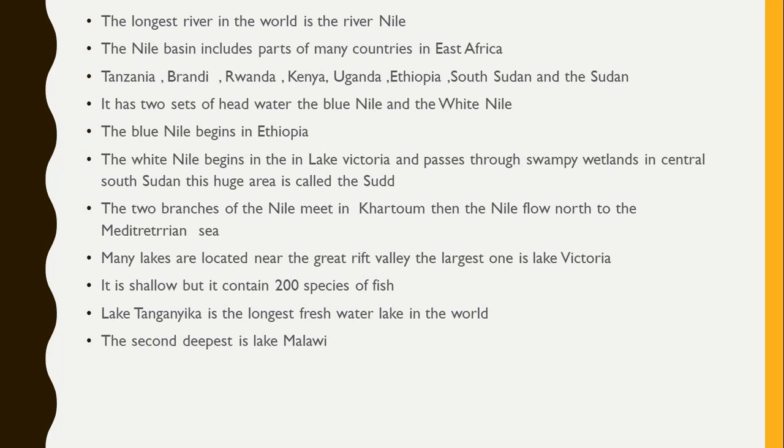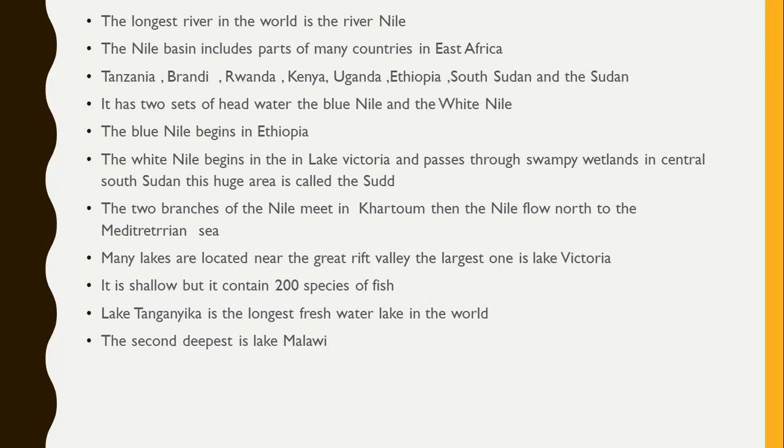Let's talk about the bodies of water. The most important body of water is the River Nile, which is the longest river in the world. We said before in North Africa that the River Nile is the longest one. And we have talked about the Nile Basin, which includes parts of many countries in East Africa. These countries are Tanzania, Burundi, Rwanda, Kenya, Uganda, Ethiopia, South Sudan, and Sudan.